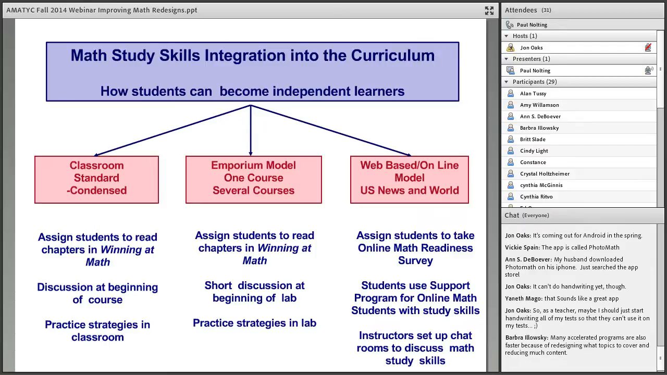Now I'm going to talk about the design. So you've got classroom and condensed, and I've used the Winning at Math book, which is mine, to help students become successful in that.